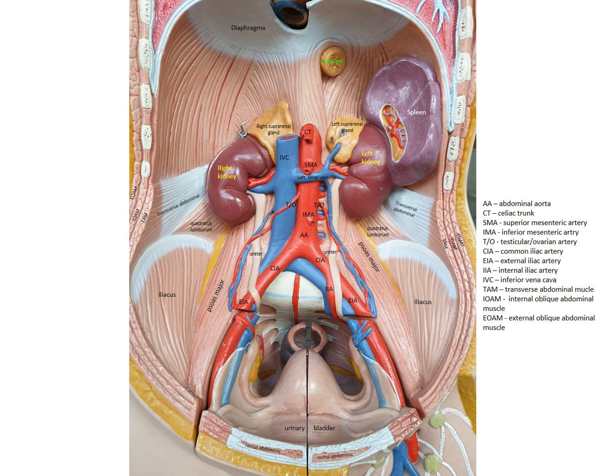You will recognize muscles like psoas major, quadratus lumborum, iliacus, muscles from the lateral abdominal wall like external oblique abdominal muscle, internal oblique abdominal muscle, and transverse abdominal muscle. In anterior abdominal wall we have rectus abdominis.